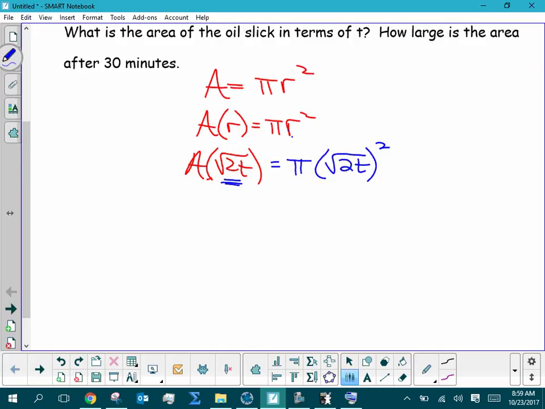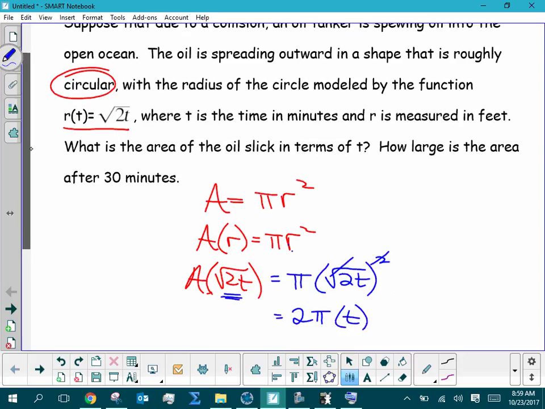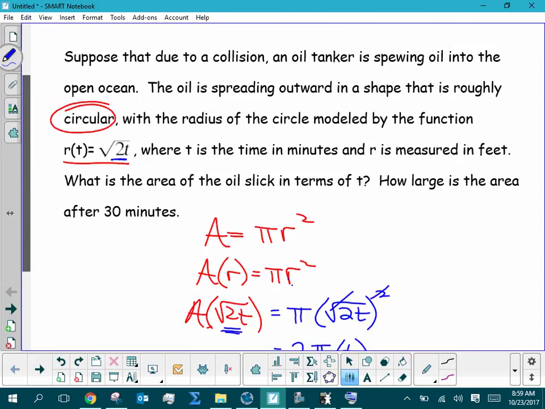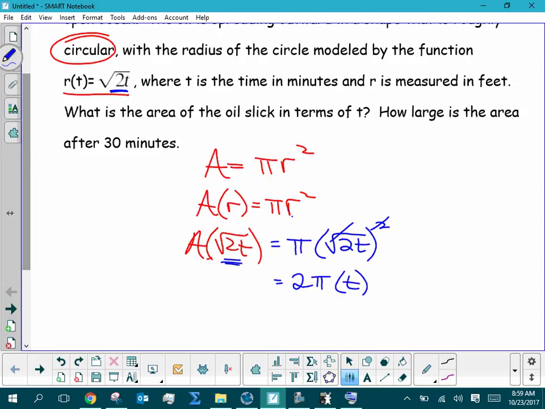Doable? Okay. Cancel. 2 pi t. Correct? Is that right? Okay, so you got square. Hold on a second, maybe I missed that. Yeah, so you got the t's underneath the radical, right? Does that make sense, everybody?